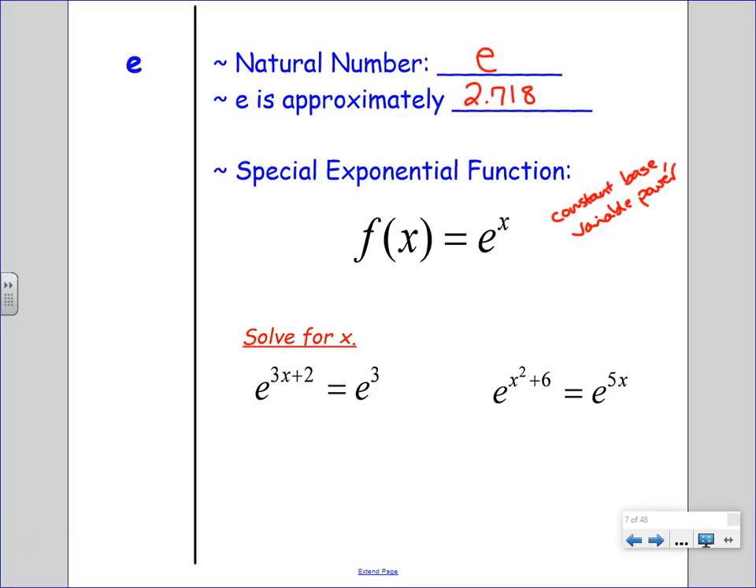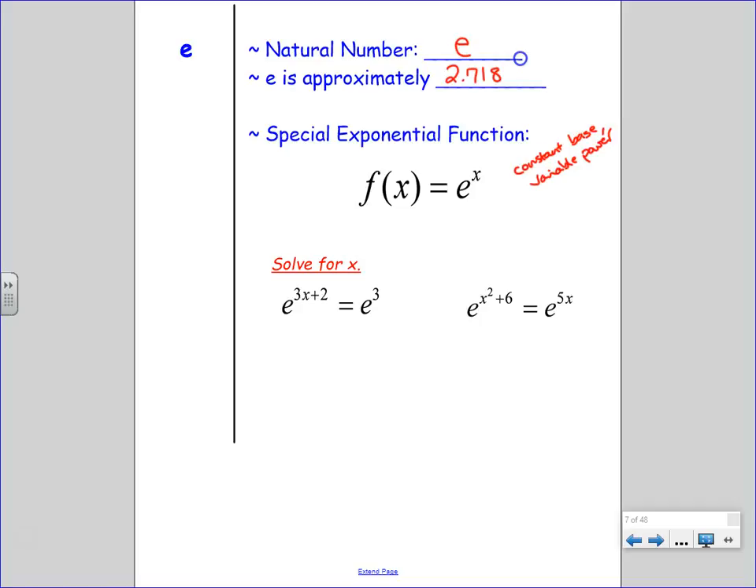Are you going to get scared when you see E? How are you going to solve? Same base. Doesn't matter that it's E, right? So it's the same base. How do you solve? Using the 1-to-1 property. No need to be afraid, right?